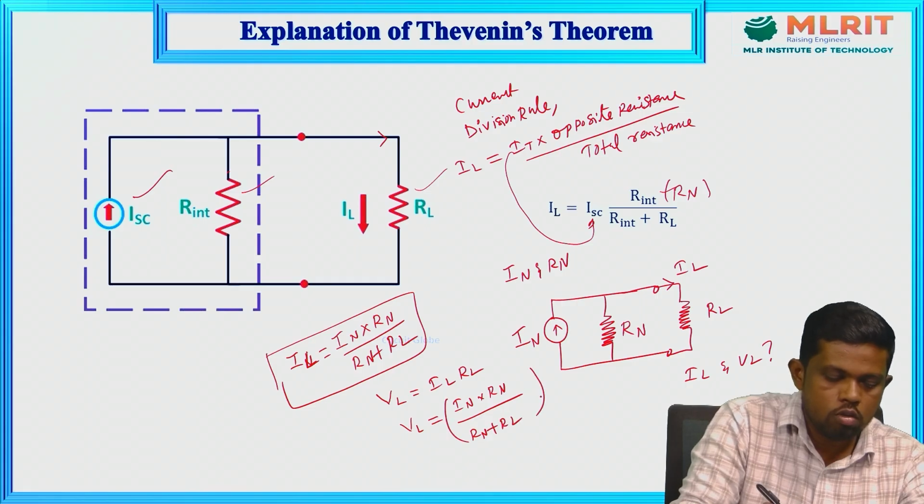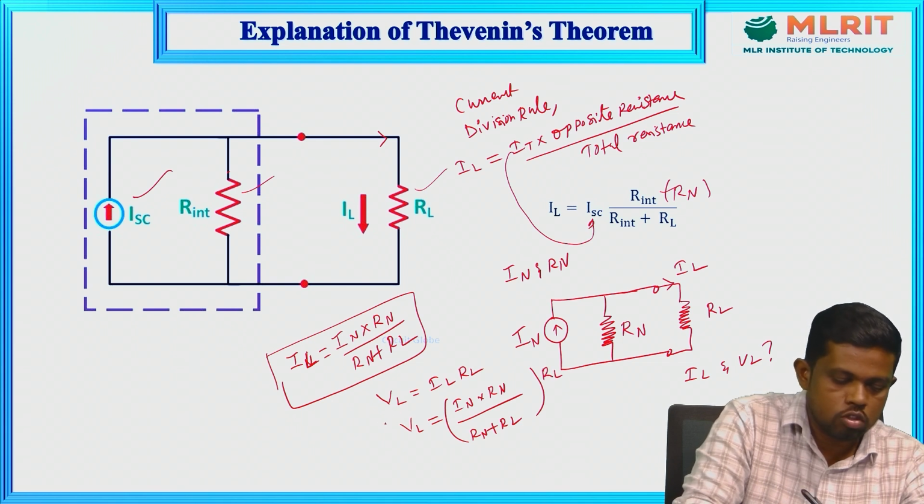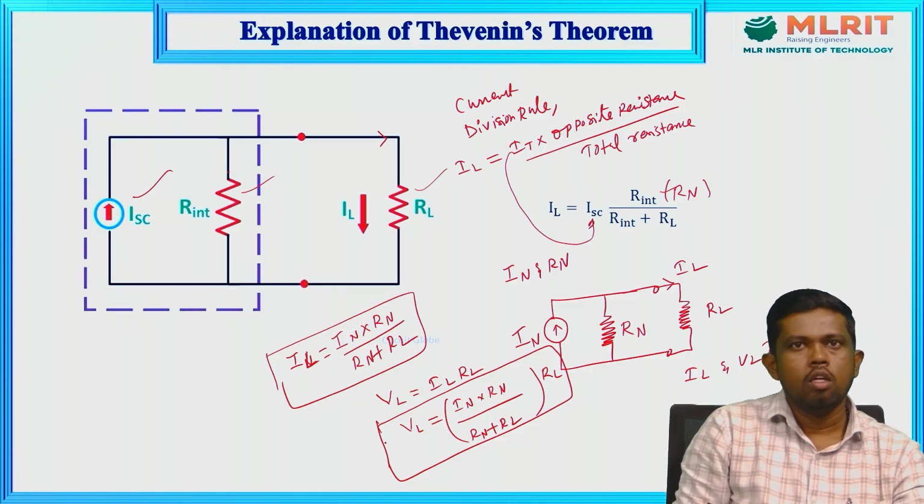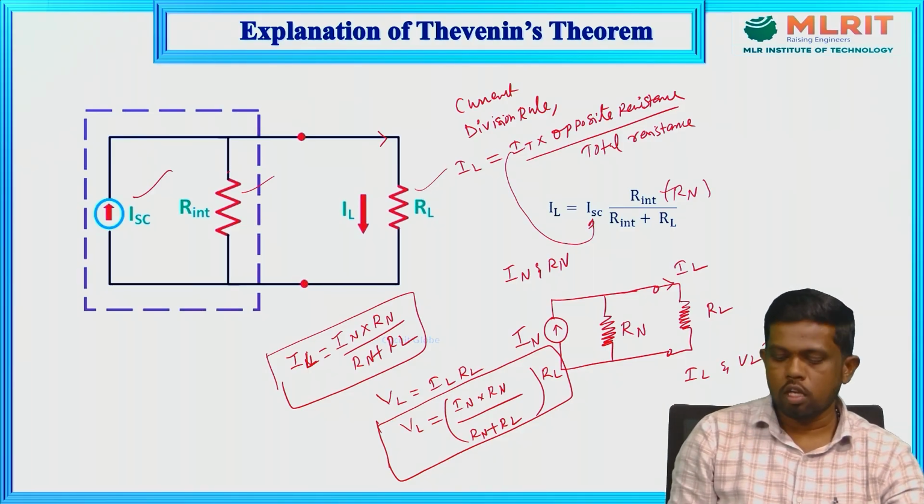So into RL, sorry, into RL. So this is the procedure to get the RL value. So this is the Norton's theorem equivalent circuit.